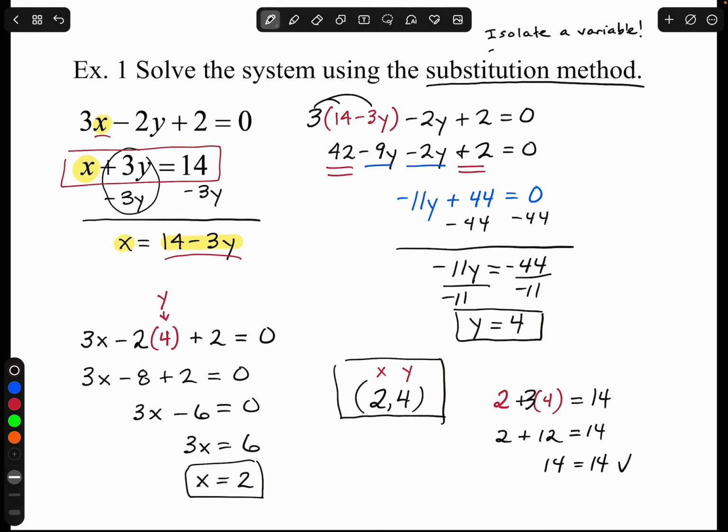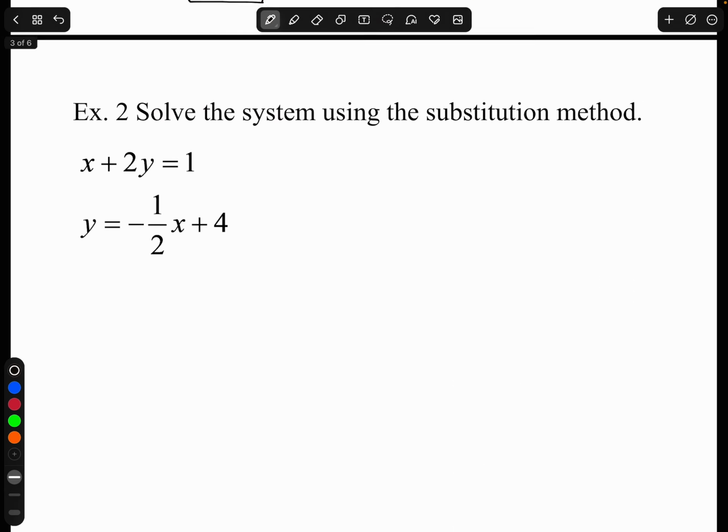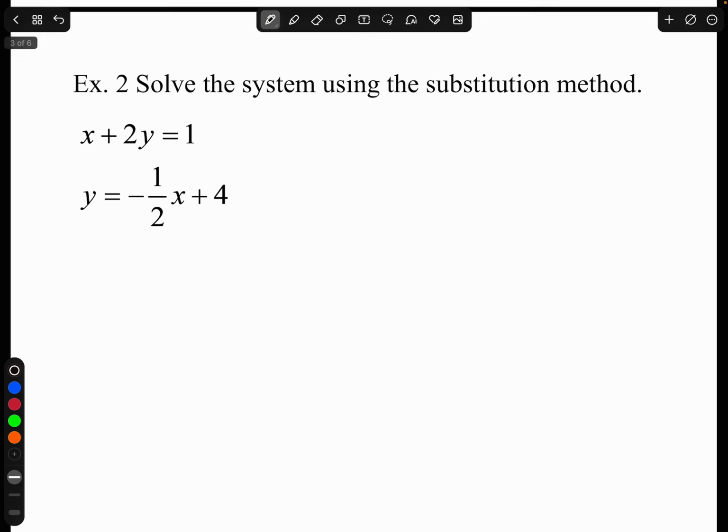So this is just a quick review of the substitution method. Remember, we isolate a variable to start out and then substitute its expression into the other equation. Let's do a second one. If you want to try it on your own, you can pause the video, give it a shot, and then replay it to see what the answer would be. I'm going to go ahead here and get started.